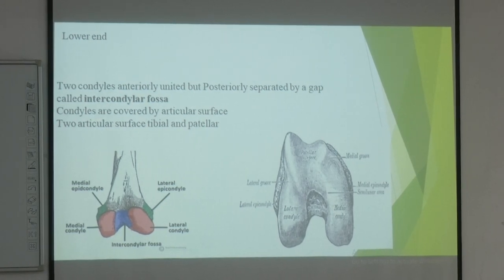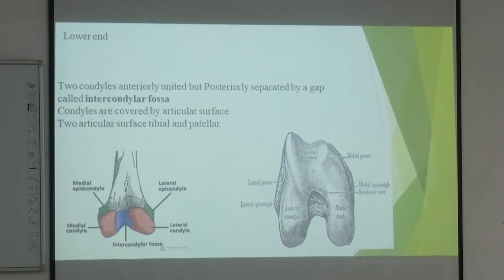So the lower end is pretty easy. It has condyles. How many? 2. They are called the medial condyle and the lateral condyle. Anterior surface, posterior surface. The anterior surface has no gaps in it. The posterior surface has a gap in it. We call it the condylar fossa, which is a groove that lodges something. What lodges in there? We will come to it.